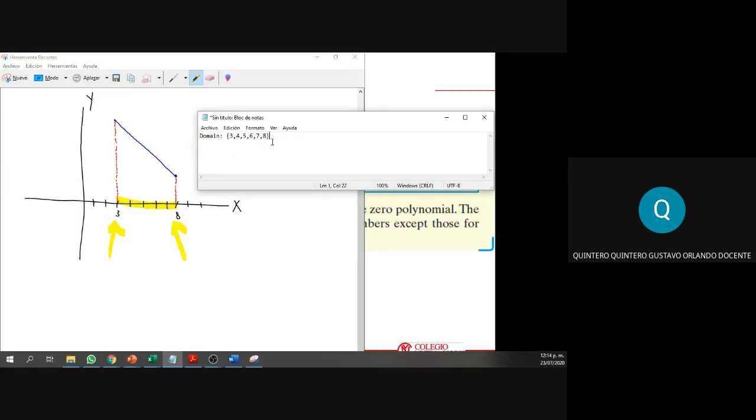So if you do the domain like this, 3, 4, 5, 6, 7, 8, then the domain is wrong, all right? Simply because you're using the wrong parentheses. Remember, in mathematics, we need to know how to write things down properly, right? Beautiful. Now, is this domain correct or is it wrong?